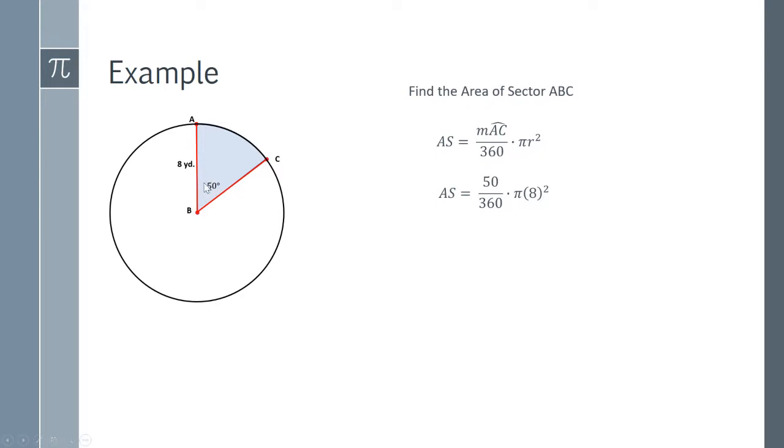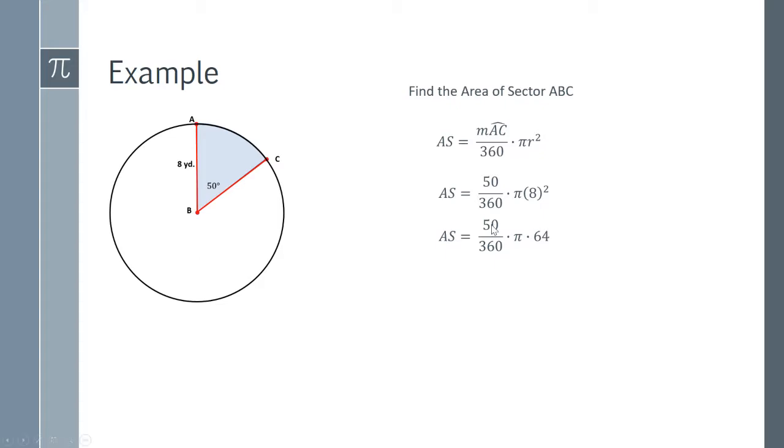Our central angle is 50 degrees, so that means our arc is also 50 degrees. We're going to divide by 360 times pi, and then our radius is 8 yards, so we'll substitute in 8. So we're going to apply our exponent there to get 64. And now, this is where you need to make sure you have your calculator. Calculators are very important for things such as this.